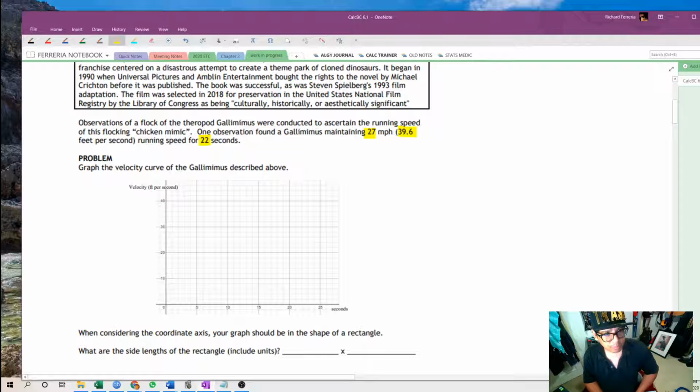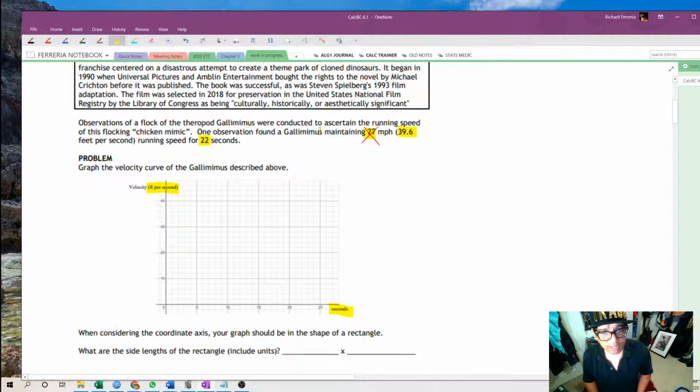So the first problem, we're supposed to graph this velocity curve, and the thing I want you to start thinking about is the units. Look at this. This is in feet per second. So if this is in feet per second, the correct thing we should be graphing is not that 27 miles per hour, but that 39 feet per second. Also notice that on the horizontal axis, we have seconds.